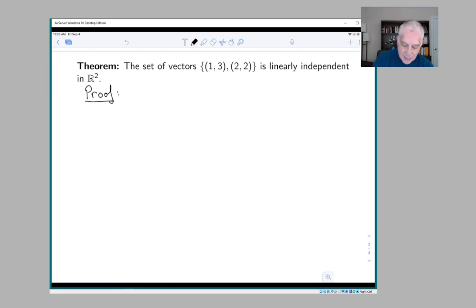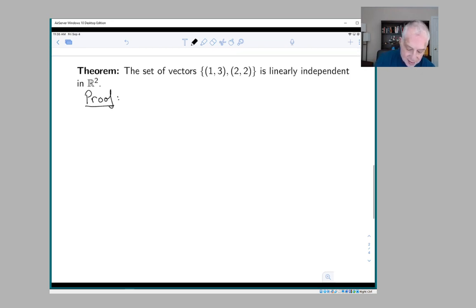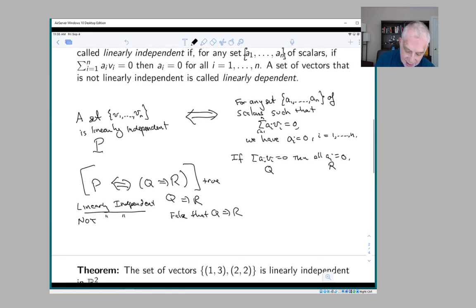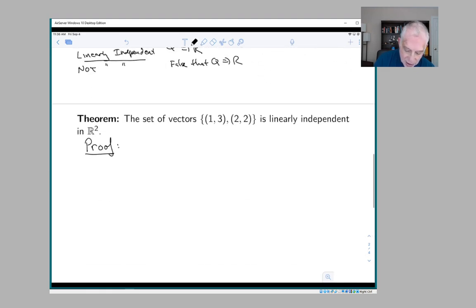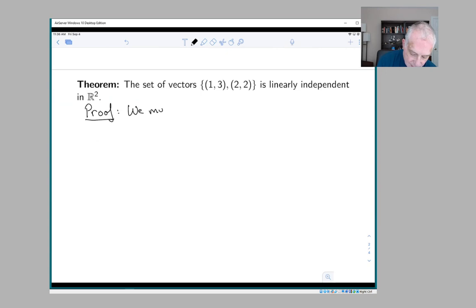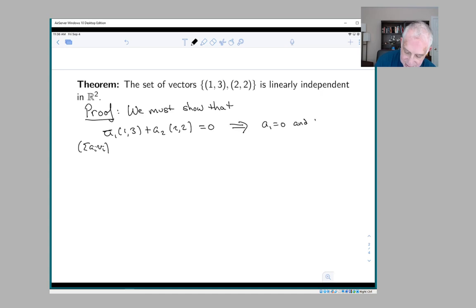So how do we do that? Well, we need to know, in this case, we are linearly independent, provided that this if-then holds. So we need to know, we must show, that the sum, let me write it out this way, a1 times (1, 3) plus a2 times (2, 2), that's the sum ai vi, equals 0, implies that a1 equals 0 and a2 equals 0. Because if this implication here is true, then the definition applies and it is a linearly independent set.